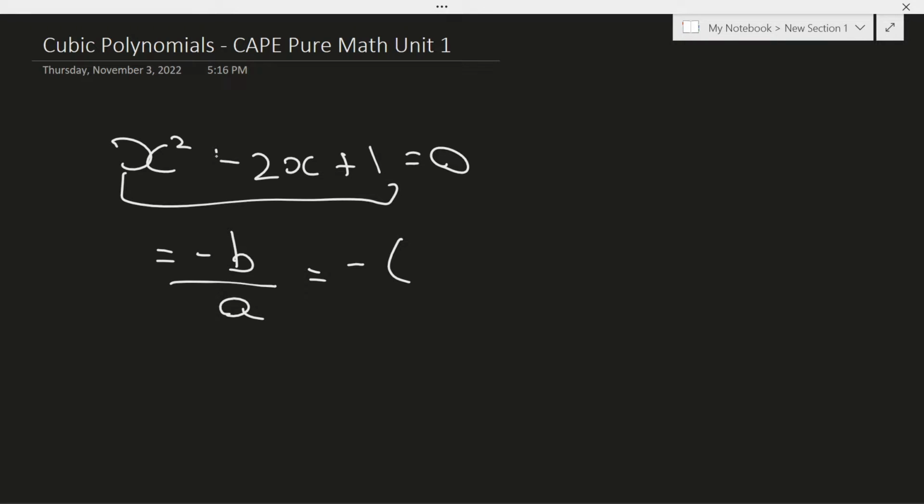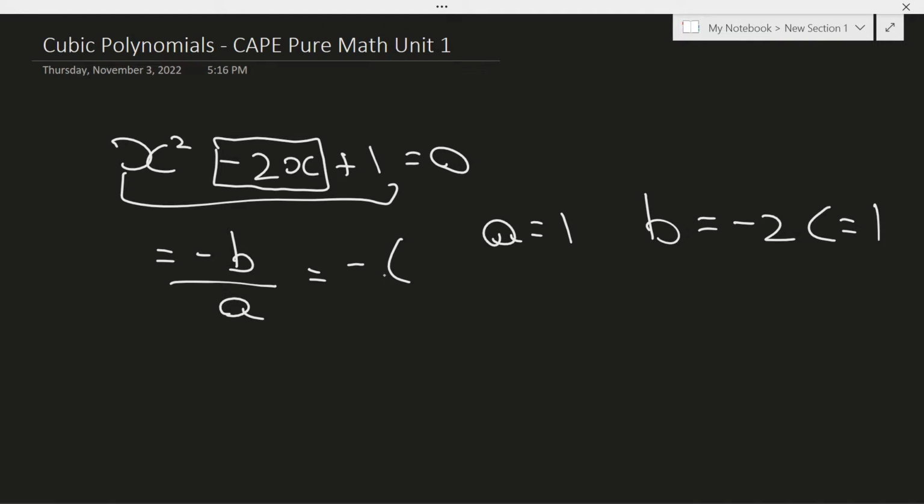The b value here will be the second term, or it's not always going to be the second term. It's the term which has the second highest degree of the polynomial, in this case, and in cases with cubic polynomials as well. So minus b over a, where a is equal to 1. So we'll have a equals 1, b is equal to negative 2, and c is also equal to 1. So we'll have minus times minus 2 over 1, because it's minus b over a.